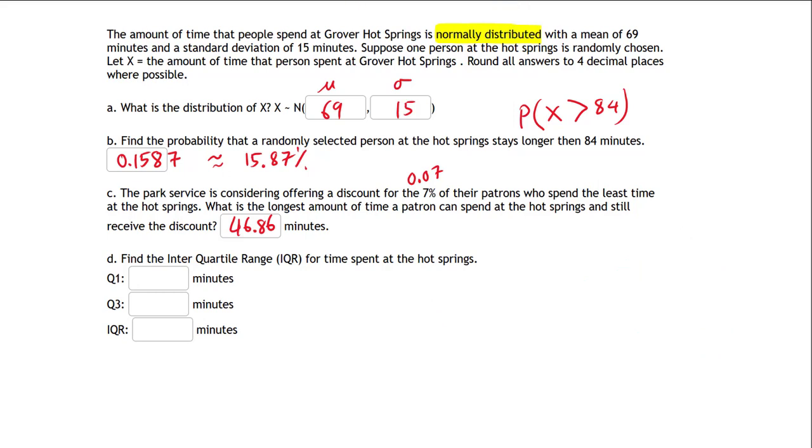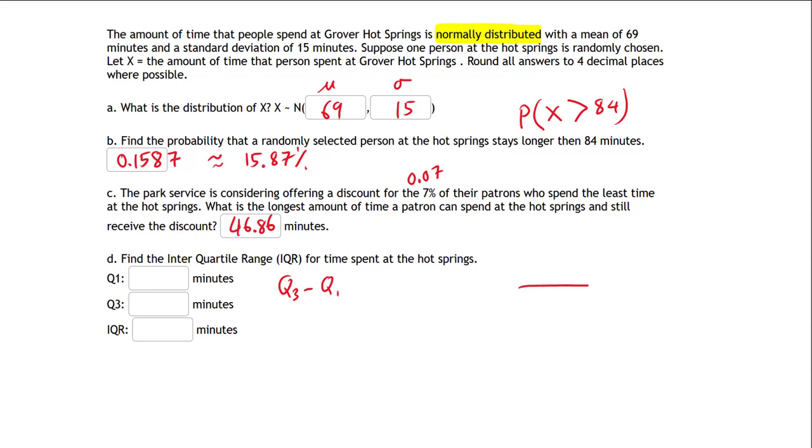Now, the last part, we are asked to find the interquartile range, IQR, for the time spent at the hot springs. So, what is the definition of the IQR? The IQR is just the middle 50% of all the data values. Or IQR is in fact equal to Q3 minus Q1. So we simply need to find Q1 and Q3 and then do the subtraction.